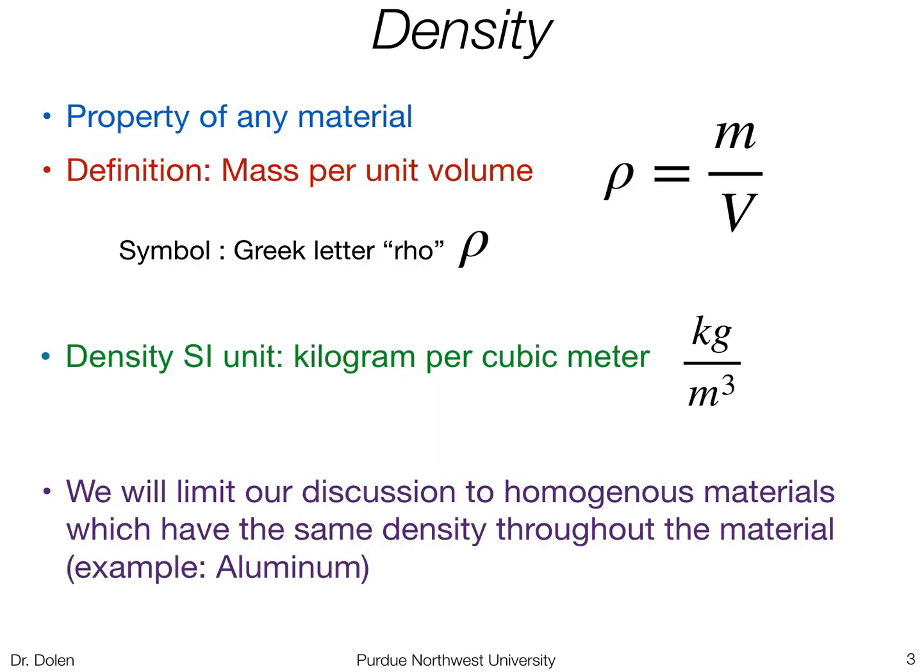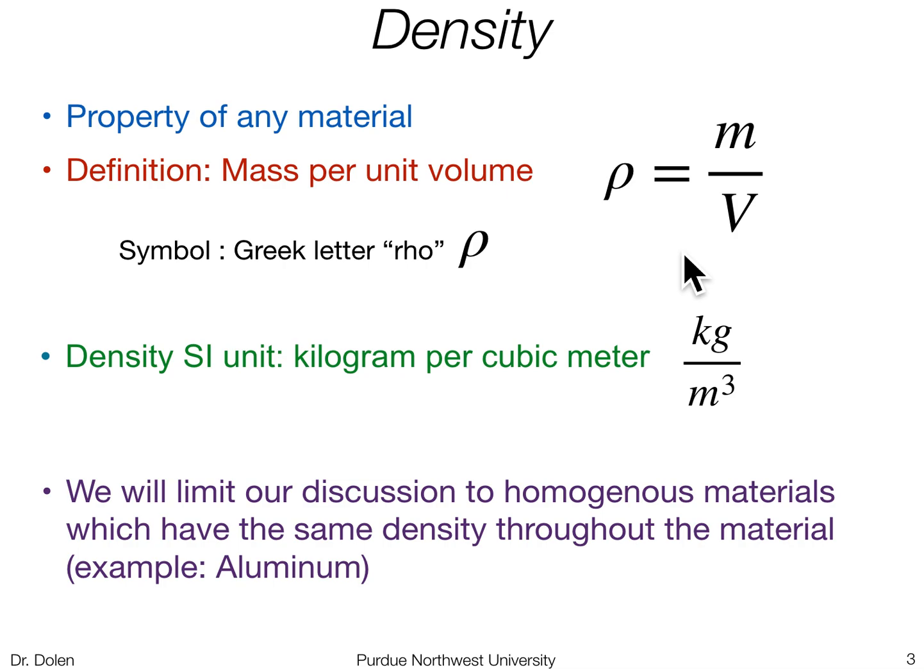First, we're going to define density. Of course, density is a property of any material, and so we're going to define our mass density to be the mass per unit volume. Right? So this is m over V, where the symbol we're using is the Greek letter rho. All right, so it looks kind of like a p, but it's a little bit more curly. So this is the Greek letter rho, and that's the symbol we're going to use for density.